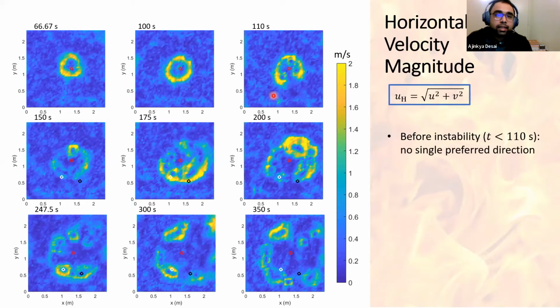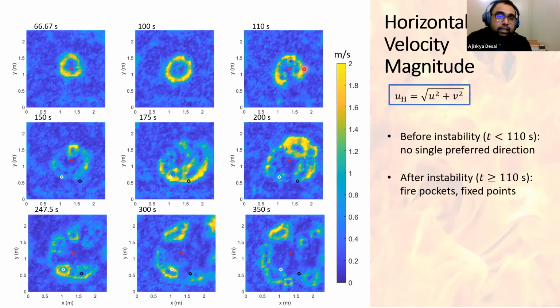But there comes a time around 110 seconds, which is a quarter of the way through. The fire perimeter responds to instabilities in the flow field and starts forming fire pockets. So it's no longer a closed loop. And these fire pockets are centered at points which have very, very low horizontal velocity. And so we call them fixed points.